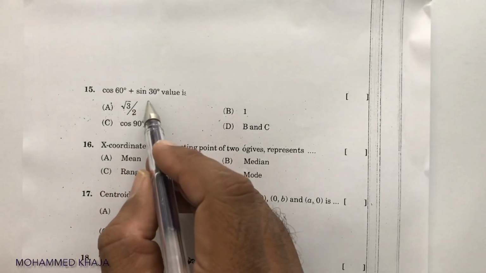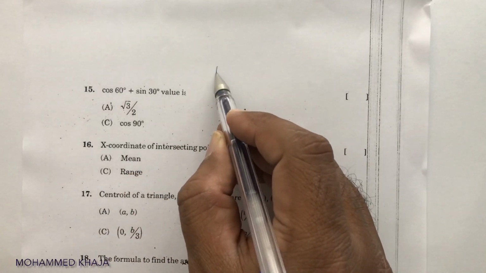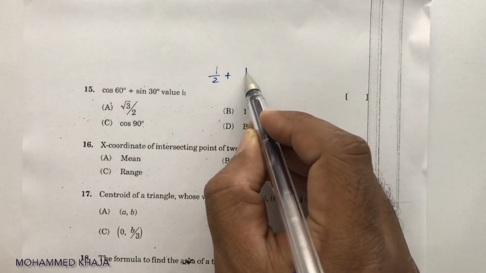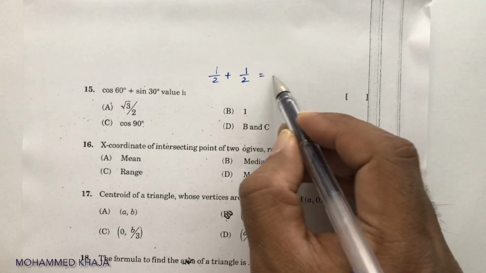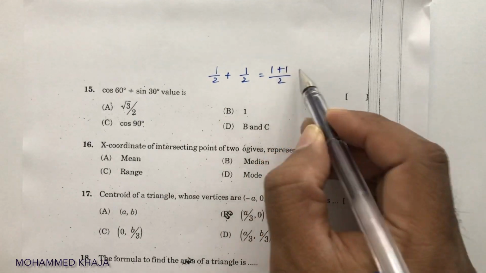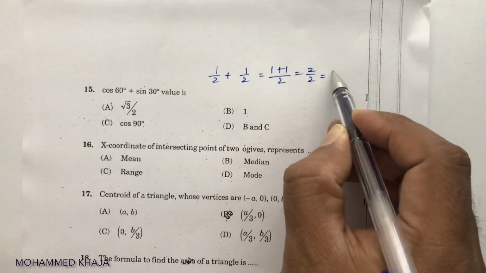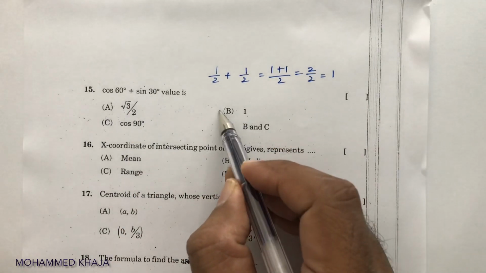Cos 60 plus sin 30. See, cos 60 is 1 by 2 plus sin 30 is 1 by 2. You'll get from the table. So LCM is 2, 1 plus 1, which is 2 by 2, which is nothing but 1. So correct option is here B.